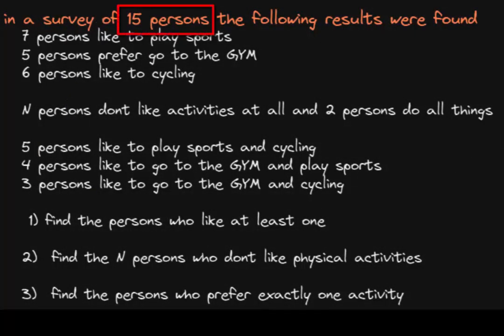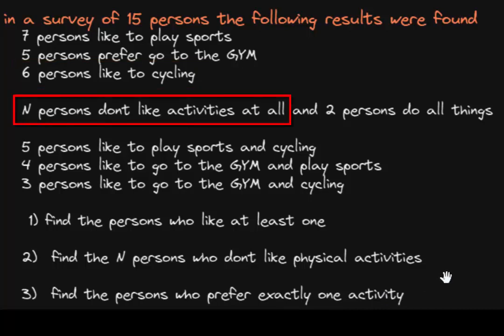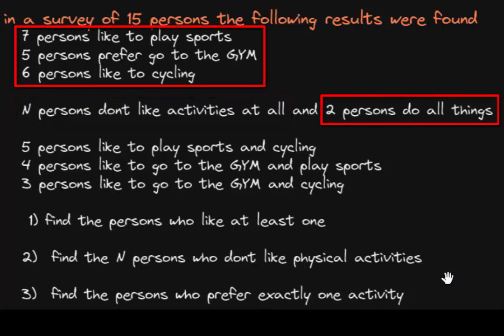In a 15-person survey with a description of their day-to-day activities, the words related to playing sports were found in 7 persons. In 5 persons, the words related to going to the gym were found. 6 persons said cycling-related words in their answers. And the final number of persons did not say anything related to physical activities. Words related to all 3 activities were found in 2 persons.